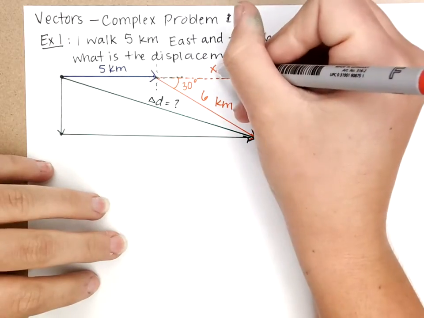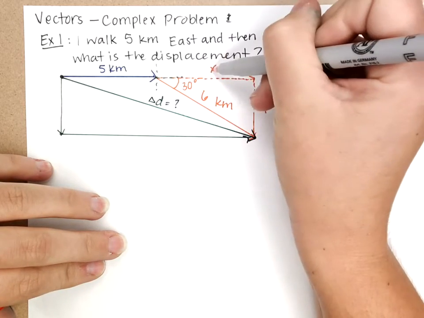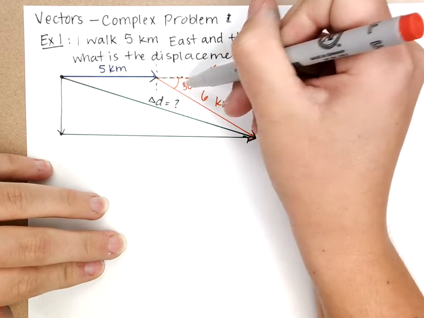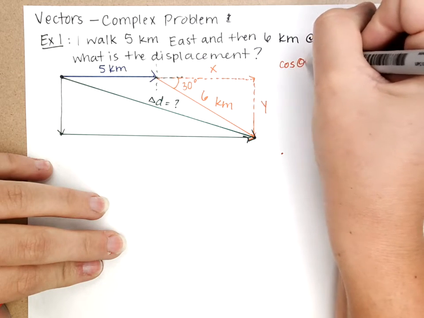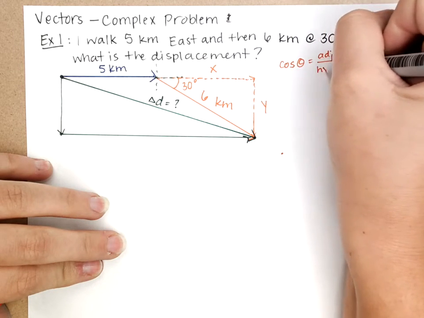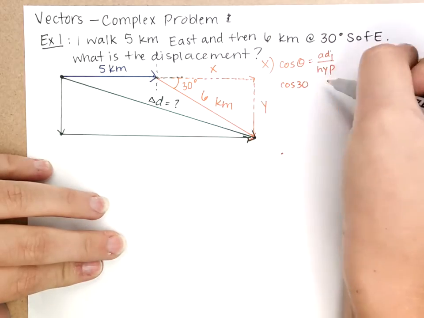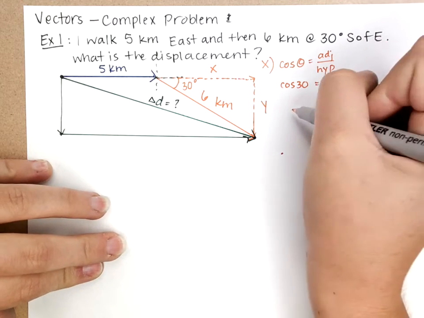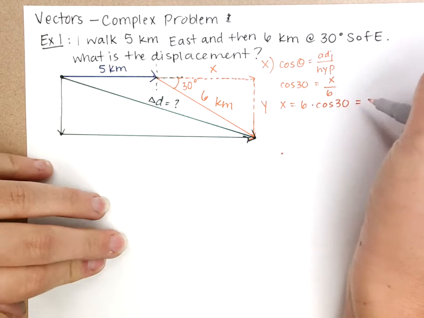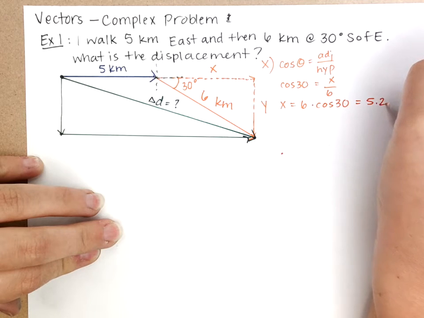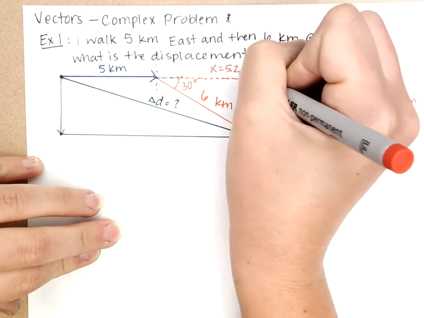So in order to find x, we need to use our SOHCAHTOA. So we'll notice that x is the adjacent side to the angle, so we're going to use cosine. So adjacent over hypotenuse. So cos theta is equal to adjacent over hypotenuse. So this is to solve for x. So cos 30 is equal to x over 6, and we get x is equal to 6 times cos 30, which is 5.2. Okay, we can fill that in right here, 5.2 kilometers.